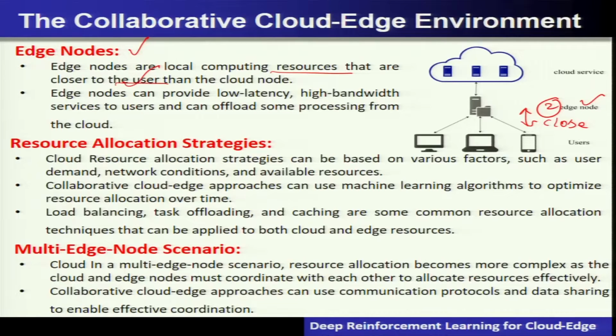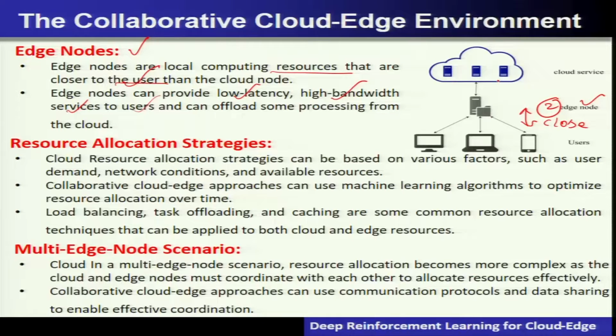is often called the edge node. If the computing resources come from the edge node, these edge nodes can provide low latency, which means the round trip is very short. Why? Because it is very close to the user device. It also provides high bandwidth services. Since it is very close, the access bandwidth gives much better quality to the users, and it can offload some of the processing from the cloud to the edge node.